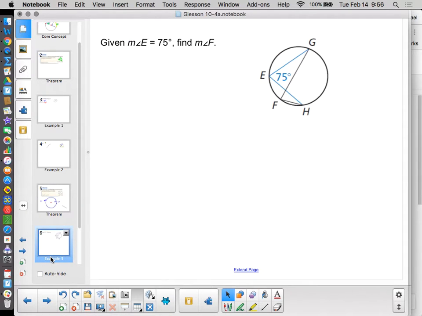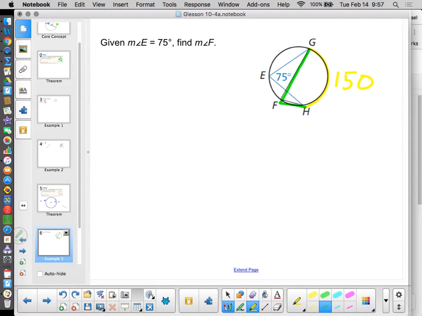So pretty simple application here. Measure of angle E is 75. E intercepts this arc from G to H, which we now know must be 150. So what's the measure of angle F have to be? Well, angle F intercepts exactly the same arc as angle E does, so it must have exactly the same measure, 75 degrees.